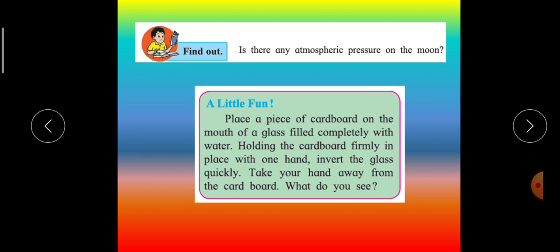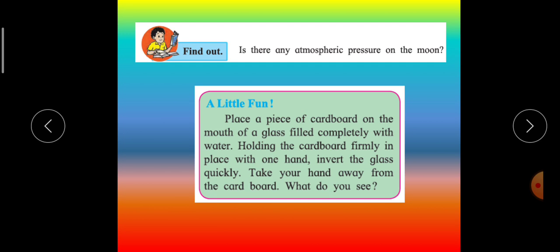And let us see this activity, a little fun. Place a piece of cardboard on the mouth of a glass filled completely with water. Holding the cardboard firmly in place with one hand, invert the glass quickly. Take your hand away from the cardboard. What do you see?